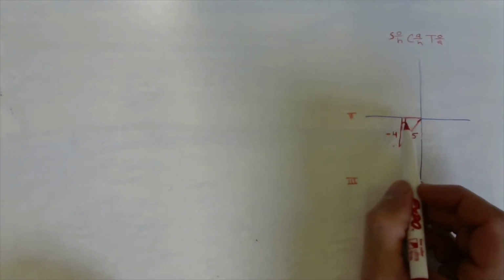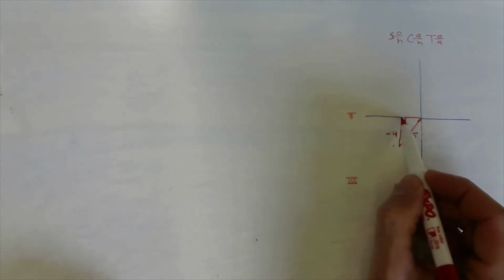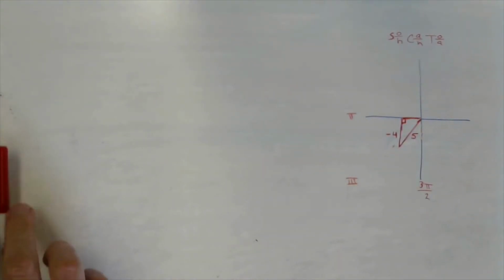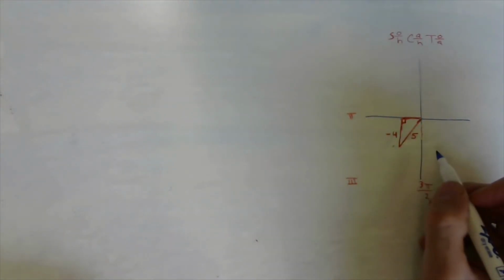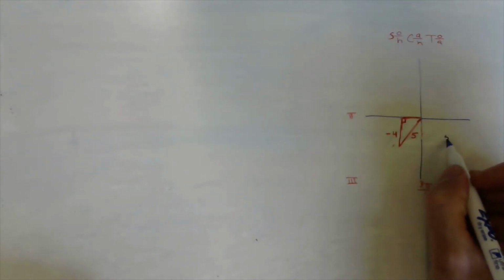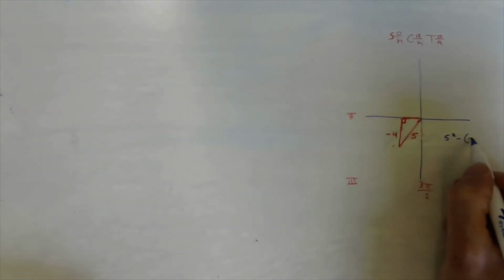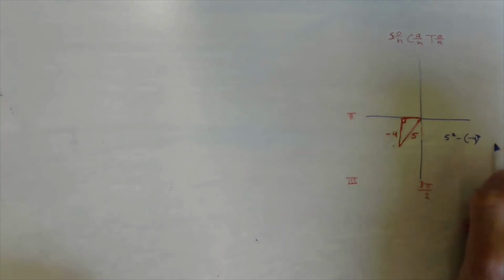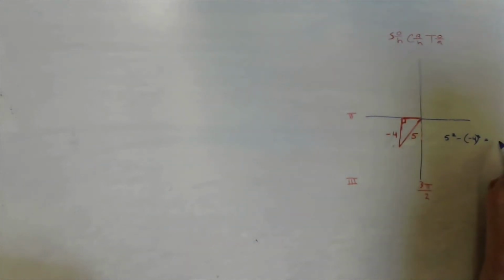But from this triangle, I can now find out the length of my missing side by using the Pythagorean theorem. Essentially, I have 5 squared minus negative 4 squared equals my missing side squared. We can just call it x squared for now. But I could also know that I'm in a 3, 4, 5 right angle triangle. Okay, so this ends up being 9.